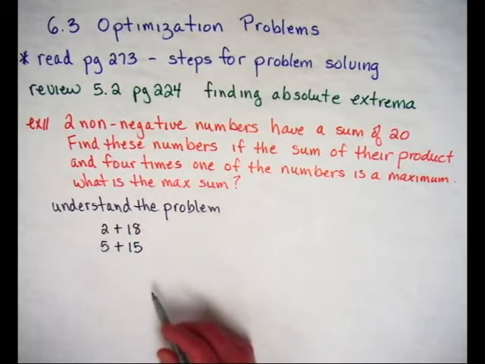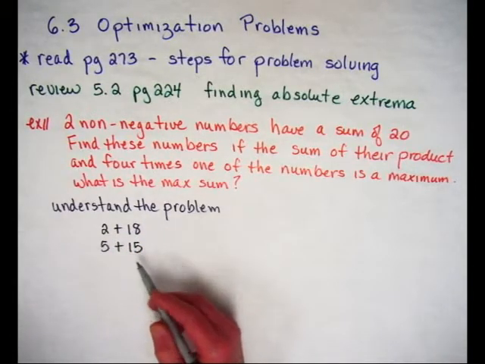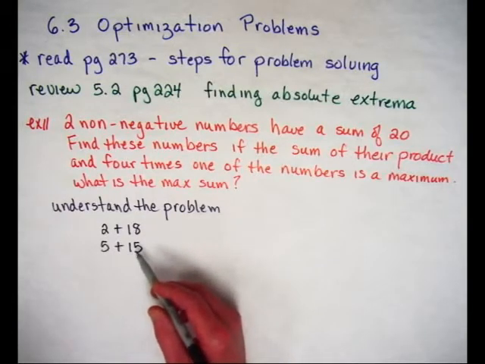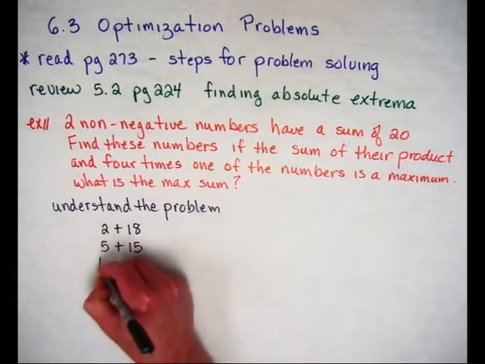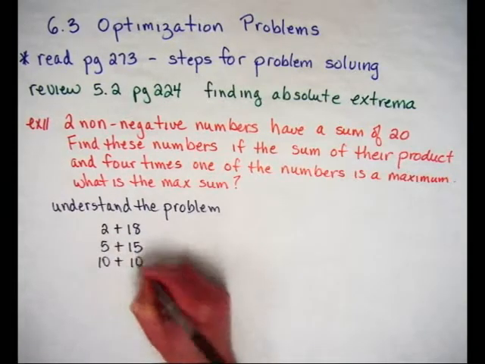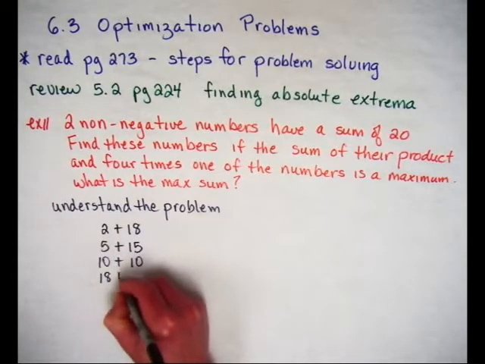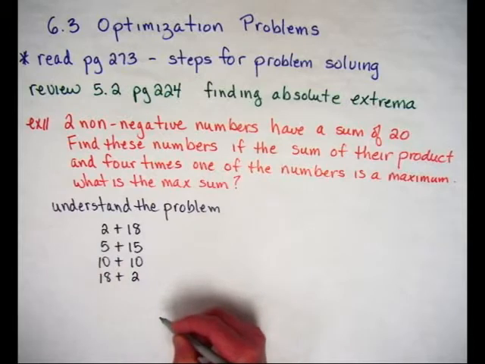So if you just think about what the question's asking, we're looking for pairs of numbers that add up to 20, so you can see what the possibilities would be: 2 and 18, 3 and 17, 4 and 16, 10 and 10. After you reach 10, you just keep repeating yourself. Eventually you're going to have 18 and 2, which are the same two numbers.